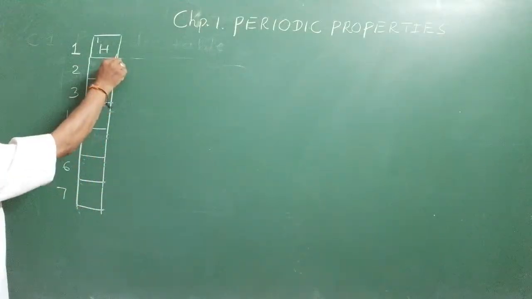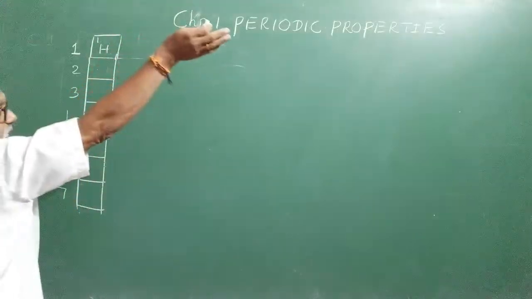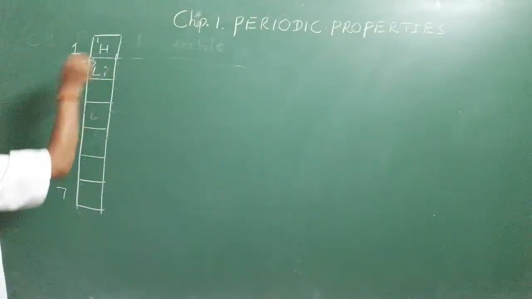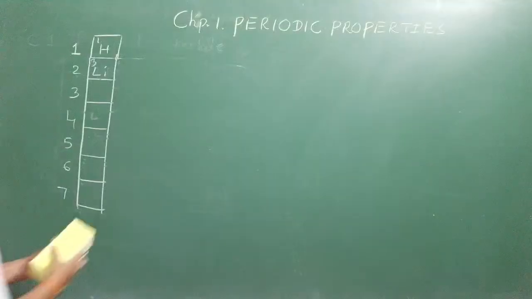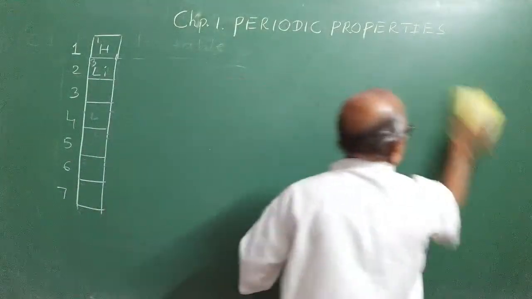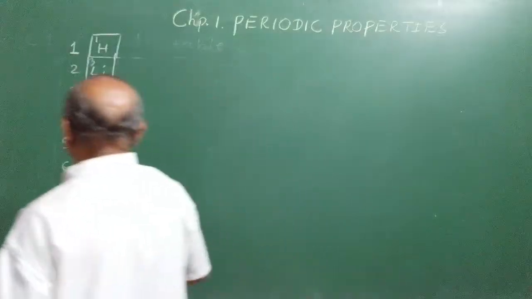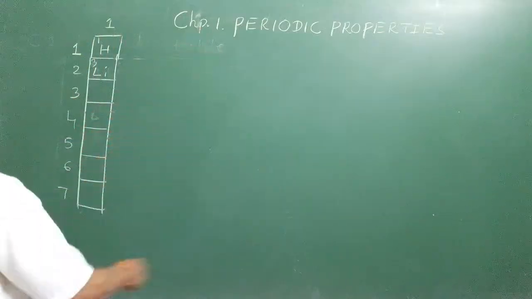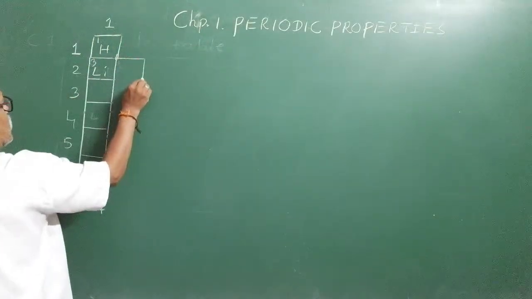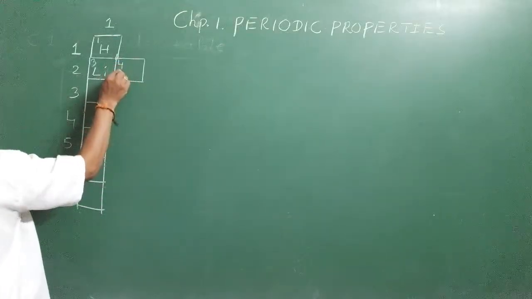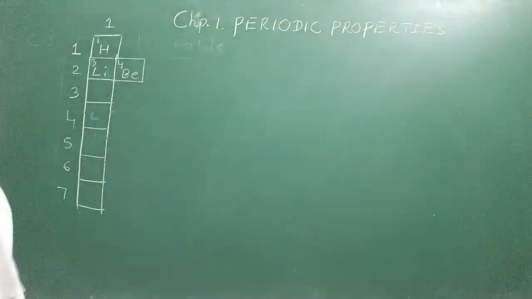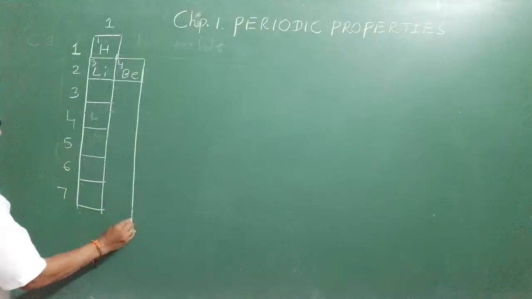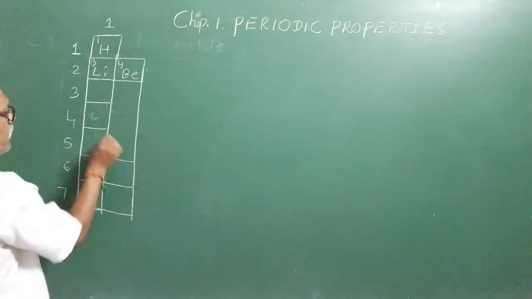The second element is helium, which is placed directly at the far right. Next, atomic number 3 is lithium. Try to draw the diagram and fill in the blanks. Open the notebook, and I will write some elements so that you can understand the modern periodic table. This column is called the first group; groups are numbered continuously. Then comes the second group, which starts from atomic number 4. The element with atomic number 4 is beryllium, and this is the second group.